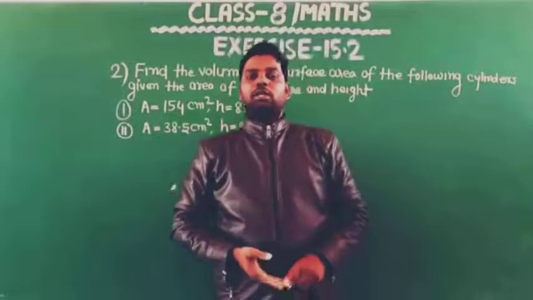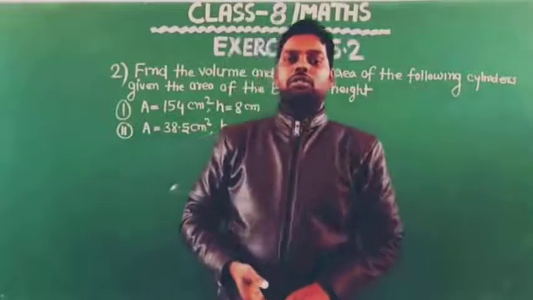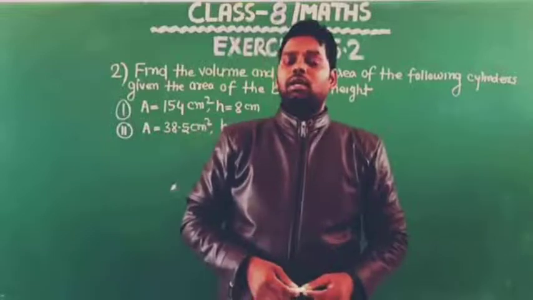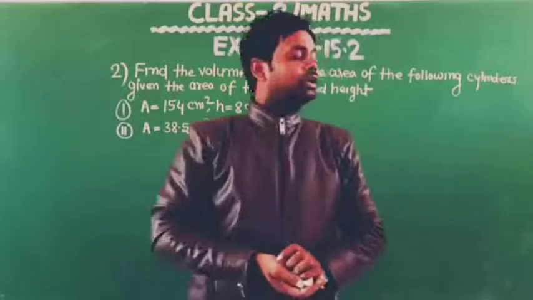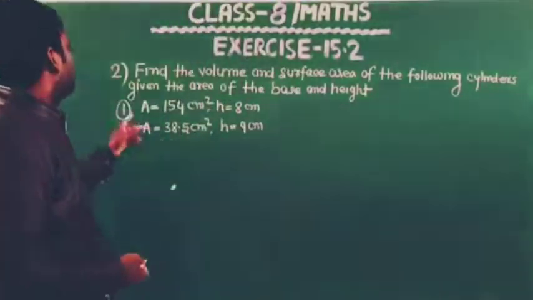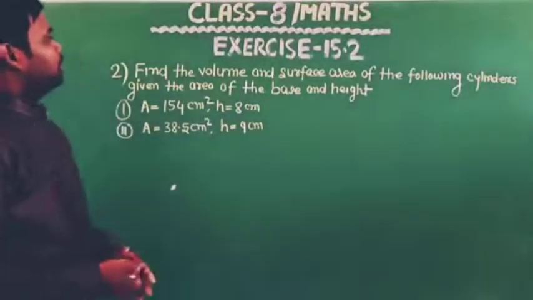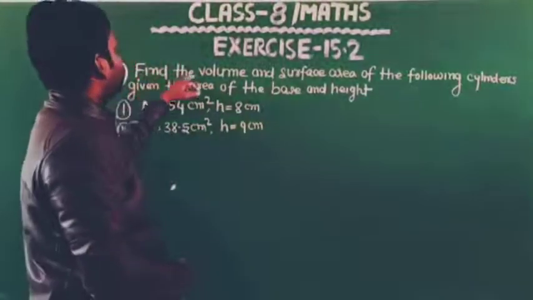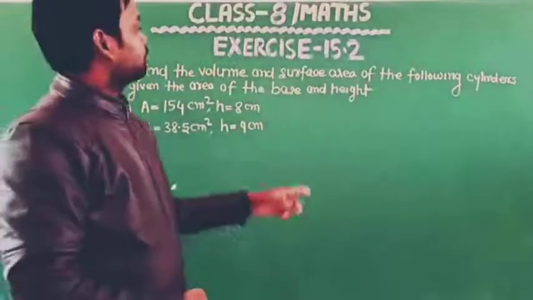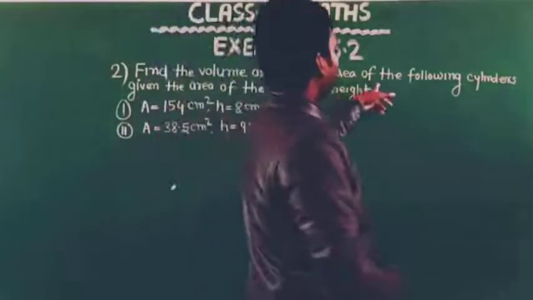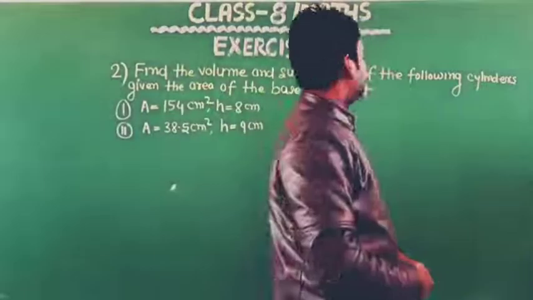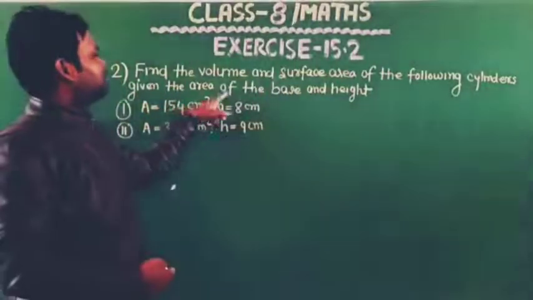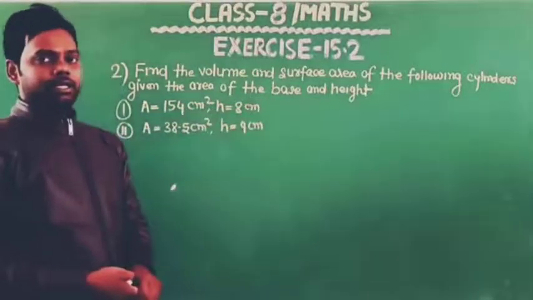Hello students, in this video I will solve exercise 15.2, volume and surface area, question number 2. In this question it has been said: find the volume and surface area of the following cylinders, given the area of the base and height.